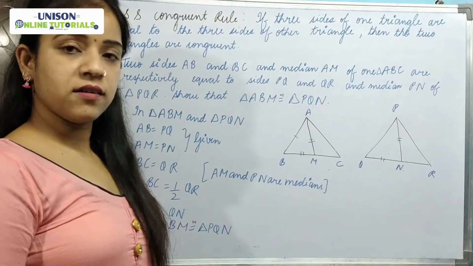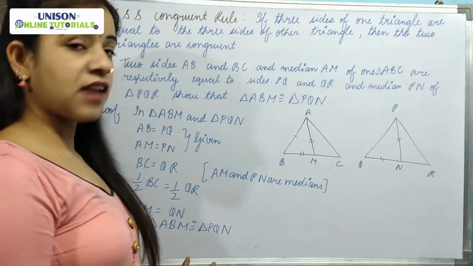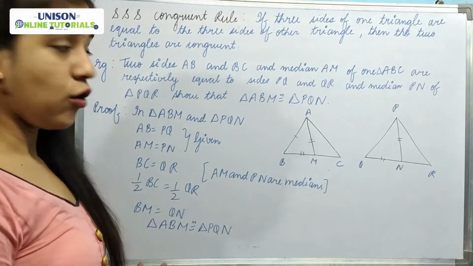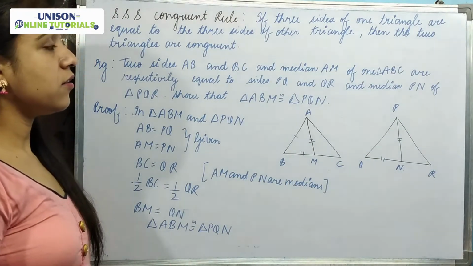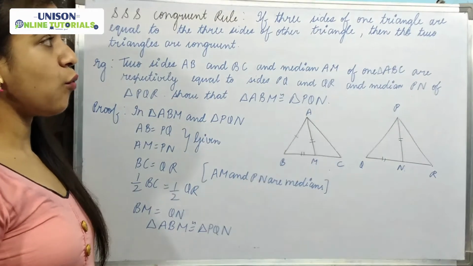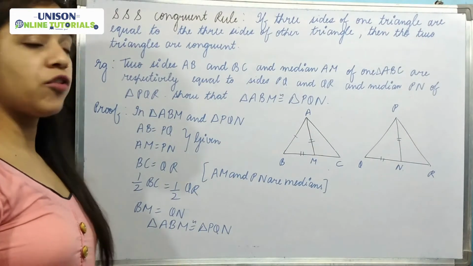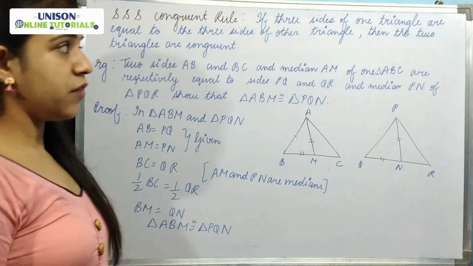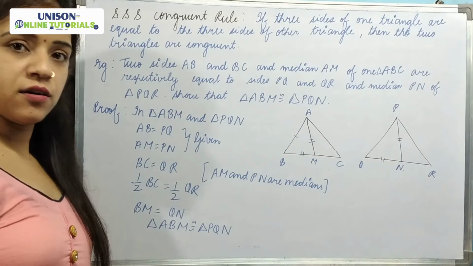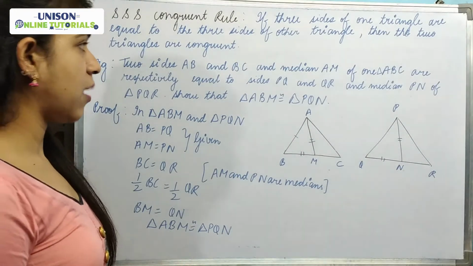Now we will discuss the third criteria, that is the SSS criteria, side side side congruent rule. If in two triangles, three sides of one triangle are equal to the three sides of the other triangle, then we can say that the two triangles are congruent. Very simple. Let's take an example.